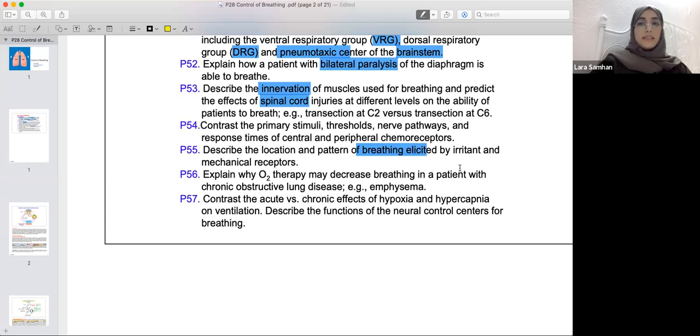any foreign body in the airway, how the body usually acts to it. We're also going to cover oxygen therapy, and we're going to talk more about lung diseases like obstructive and restrictive lung disease. We're also going to talk about the very quick differences between them, and an easy way to remember obstructive and restrictive lung disease.